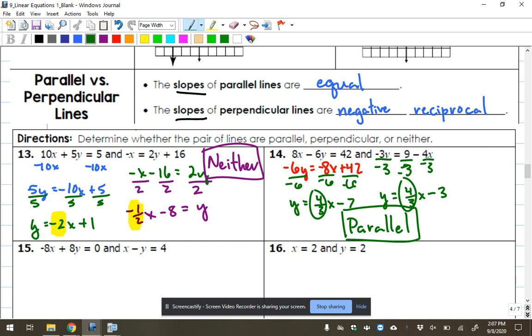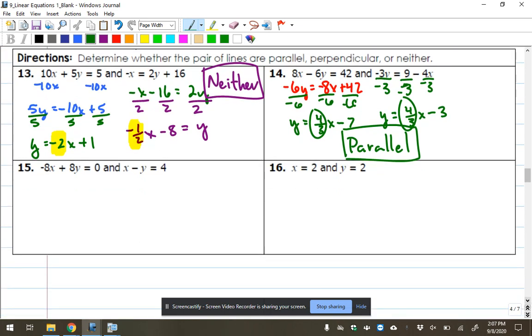What about number 16, the one right below that? You can't get those in slope-intercept form. It would be perpendicular. All four of these problems are straight lines, but one's a horizontal line and one's a vertical line. The x equals 2 is a vertical line. The y equals 2 is a horizontal line. Horizontal and vertical are always perpendicular to one another, so that is perpendicular.